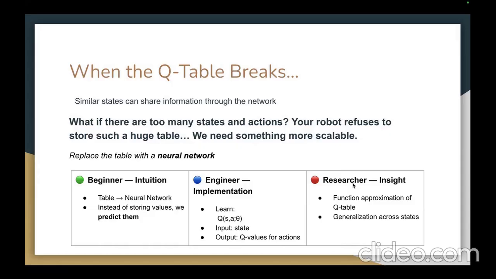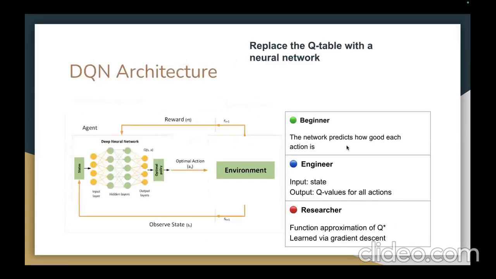And the insight here is that this is what we call a functional approximation of the Q table. The goal is to achieve generalization across states, because since the states are continuous, we will not be able to encounter all the states. So you hope that the neural network can generalize. Now let's look at a simple DQN architecture.